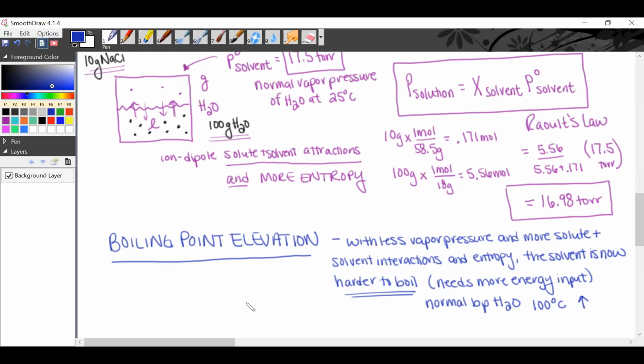And again, it wouldn't matter if you put salt in or if you put sugar in. Putting any solute that is soluble into your solvent increases its boiling point because you've lowered the vapor pressure. You've now made it harder to become a gas. And so the boiling point goes up.